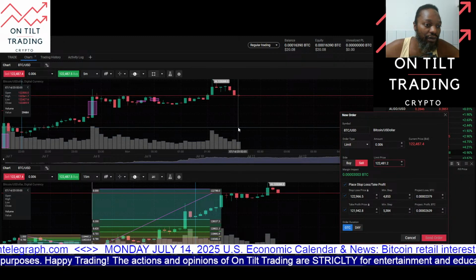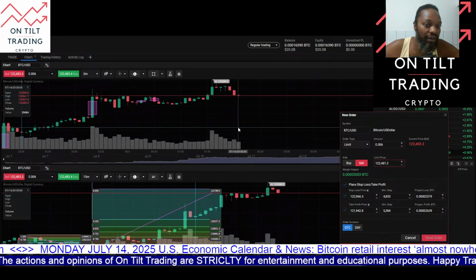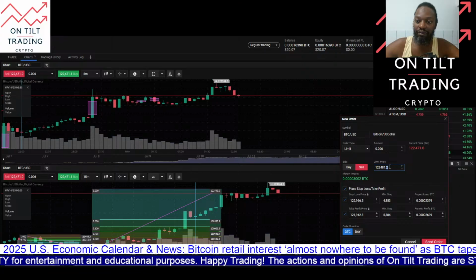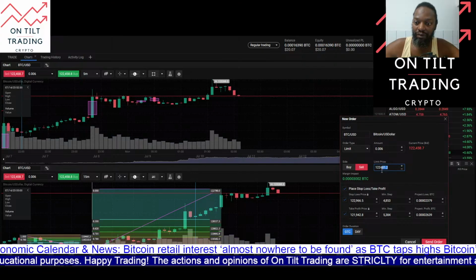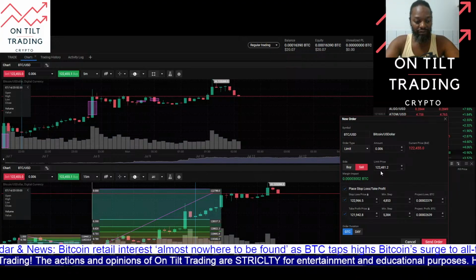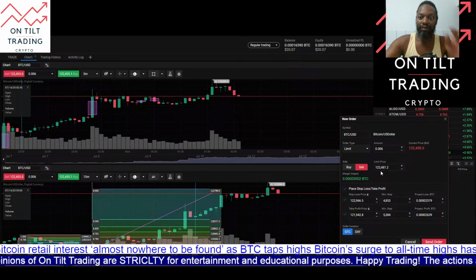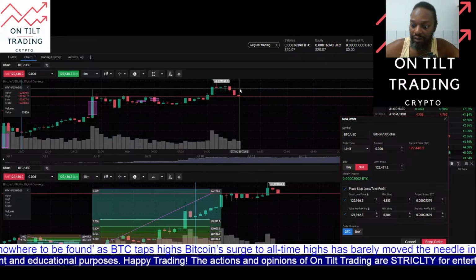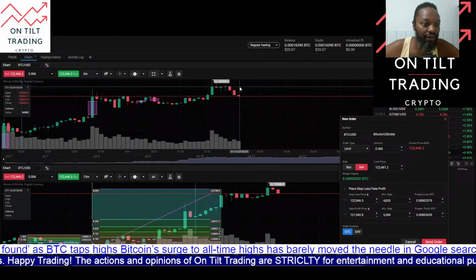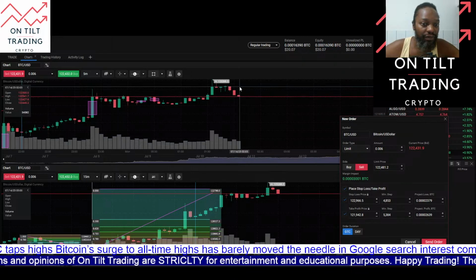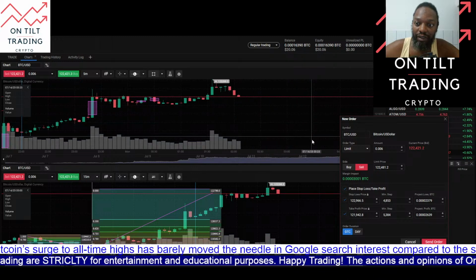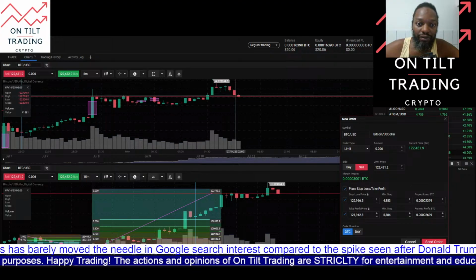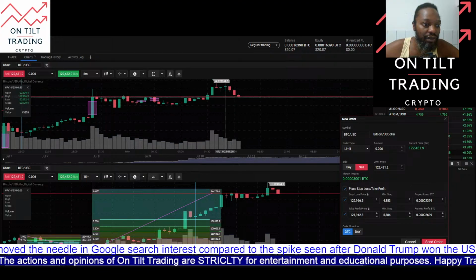Looking at a 122.5418. May have to adjust this number here if a new low gets put in. 27.6. Okay, a new low's put in here. So 122,966.3.